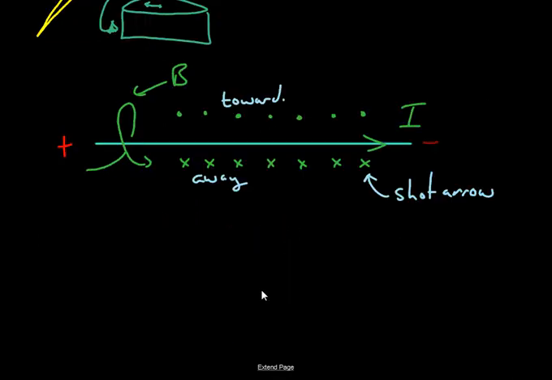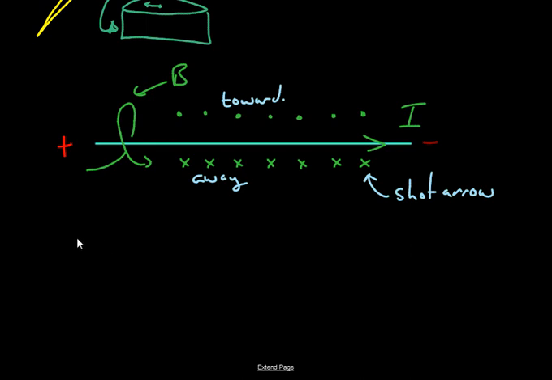Now, how we know which way this field points is using the right-hand rule for this, which basically says if you take your thumb, I'm going to try to draw your thumb here. You point your thumb in the direction of current flow, and then you wrap your fingers around the wire, okay? They will point in the direction of the magnetic field, okay?